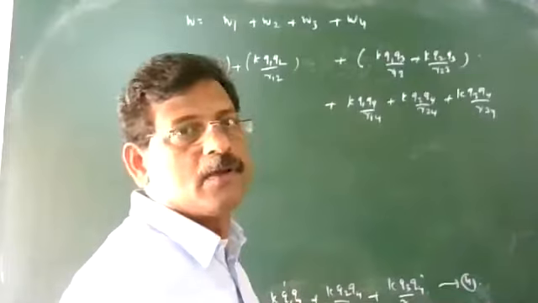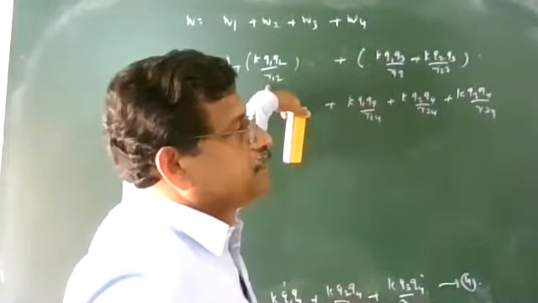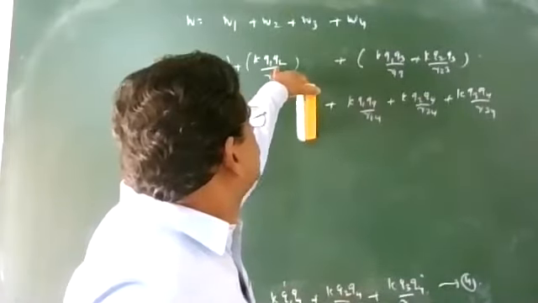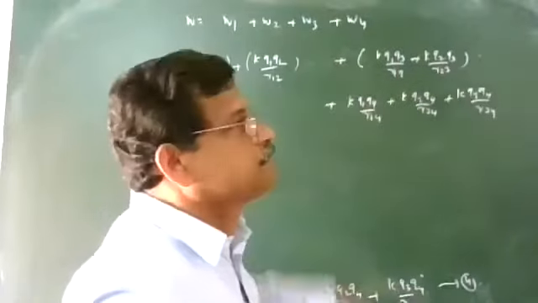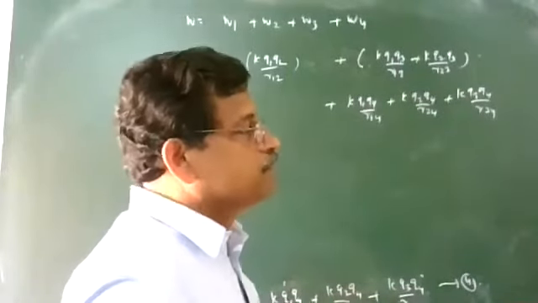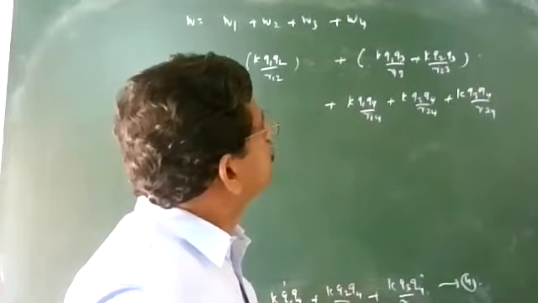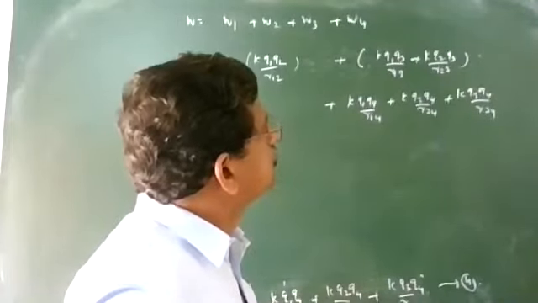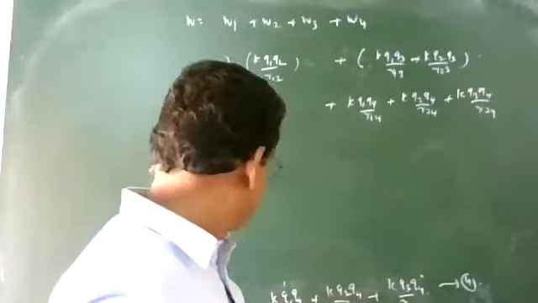Mohammed, W1 will be equal to 0. W2 will be 1 by 4 pi epsilon naught Q1 Q2 by R12. Okay. W3 is 1 by 4 pi epsilon naught Q1 Q3 upon R13 plus 1 by 4 pi epsilon naught Q2 Q3 upon R23. Okay.